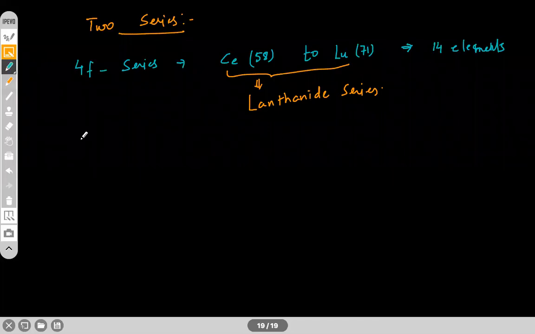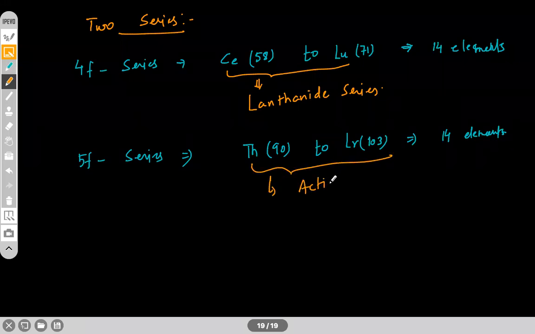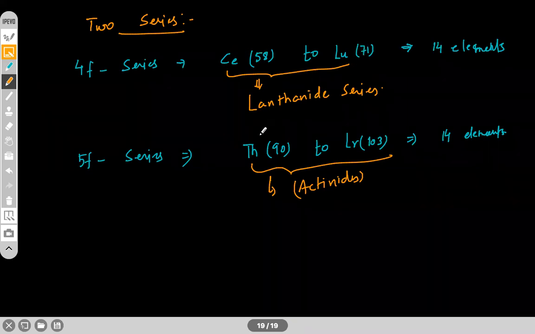The second series we have is the 5F series. It starts with thorium, Th, atomic number 90, and goes up to lawrencium, atomic number 103. This also has 14 elements, and we call it the actinide series. Remember always, lanthanides start with cerium 58 and go up to lutetium 71. Actinides start with thorium and go up to lawrencium 103.